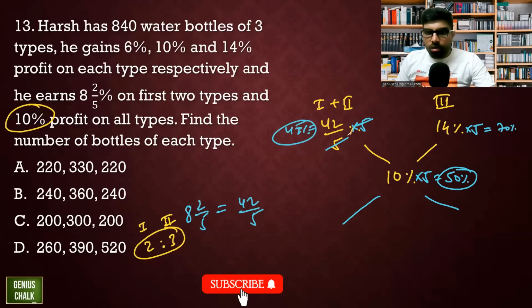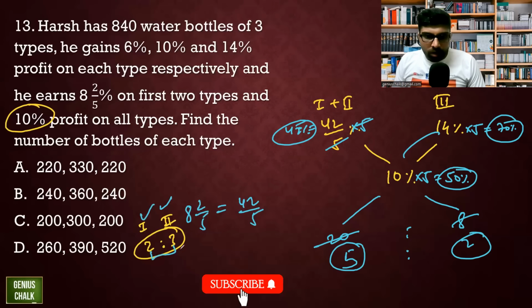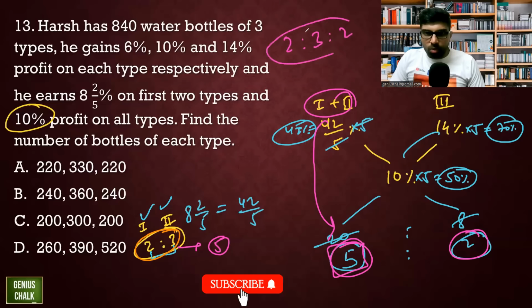42%, 50%. 50 minus 42 is 8, and 70 minus 50 is 20. This is becoming 8 and 20, 4 2s are 8, 4 5s are 20, right? See, the first and the second were 2 and 3. Now check very carefully. 2 and 3 total is 5. That means first and second here also you can see they are 5. That means the third is 2. That means my ratio has to be 2:3:2. This is my correct ratio.